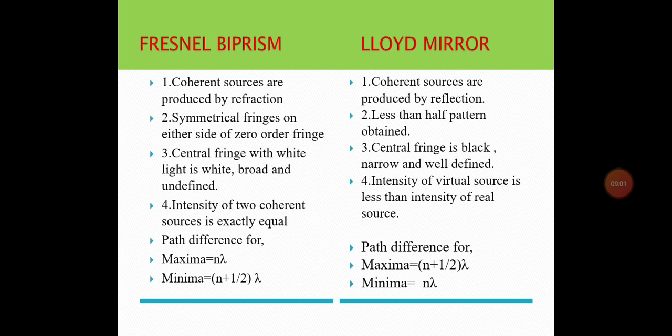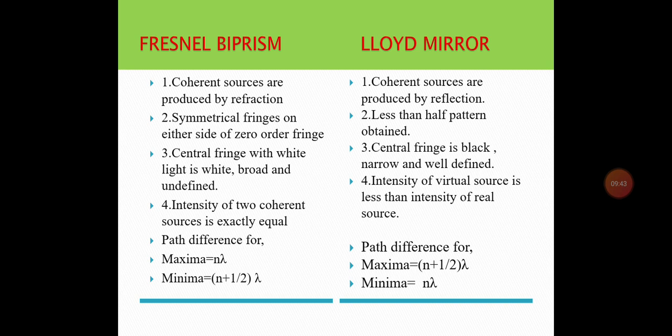Now let us compare the fringes which we obtain in the Fresnel biprism and in the Lloyd mirror. As you have done both the topics, you can easily compare both of them. In the Fresnel biprism, we have obtained the coherent sources by the refraction of light, and in the Lloyd mirror the coherent sources are produced by the reflection of light. In the case of the Fresnel biprism, we have obtained symmetrical fringes on either side of the zero order bright fringe. But in the case of the Lloyd mirror, as you can see, we have obtained only less than half the pattern, on the upper side.